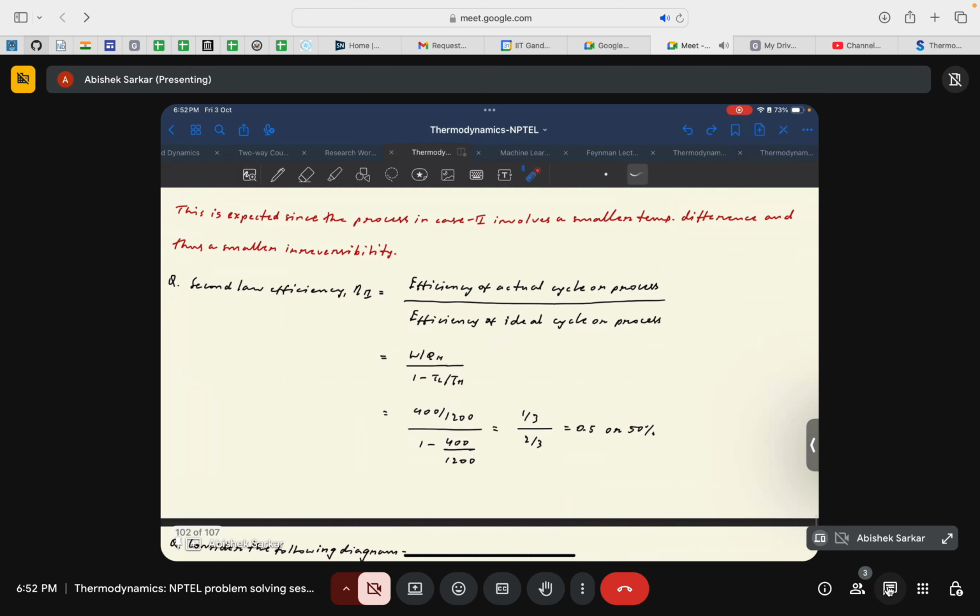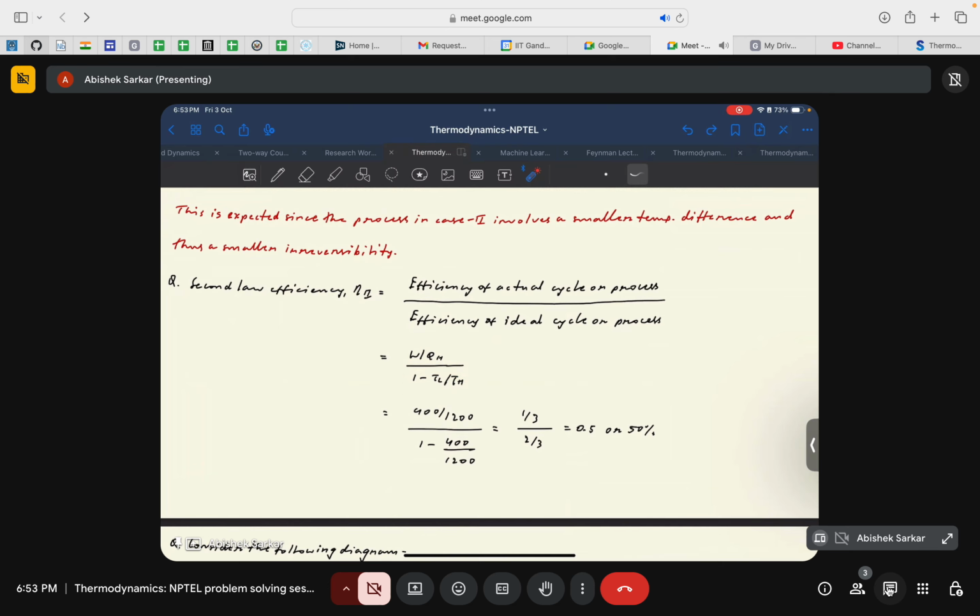So second law efficiency, eta 2, is given by the efficiency of the actual engine or process divided by the efficiency of the ideal cycle or process. The concept is that the efficiency of a particular cycle or process is usually defined by the net work output by the net heat input. But if the same process would have been an ideal process, then if we know the temperature limits, the efficiency of that particular process or cycle is given by 1 minus T_L by T_H.